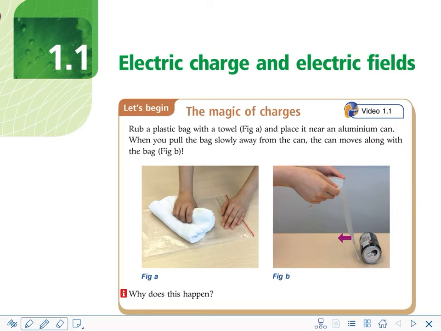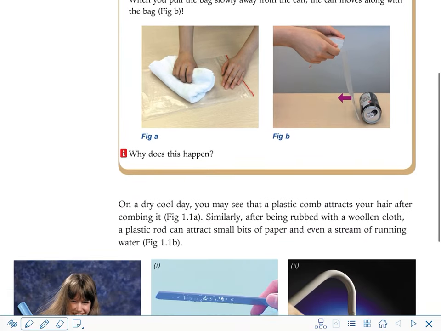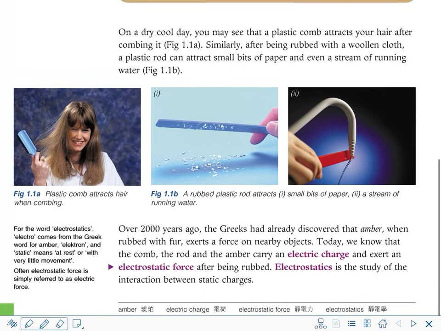Hi, welcome to Physics Lesson. Today we will have a revision for Chapter 1.1 by using e-book. Okay, electric charge and electric fields.